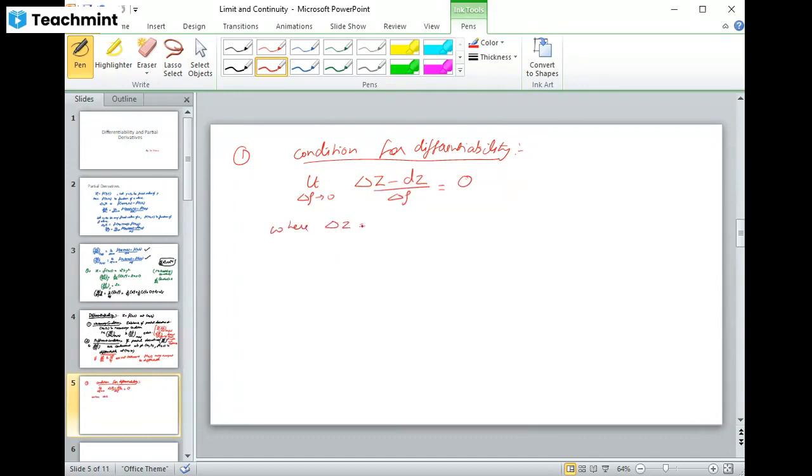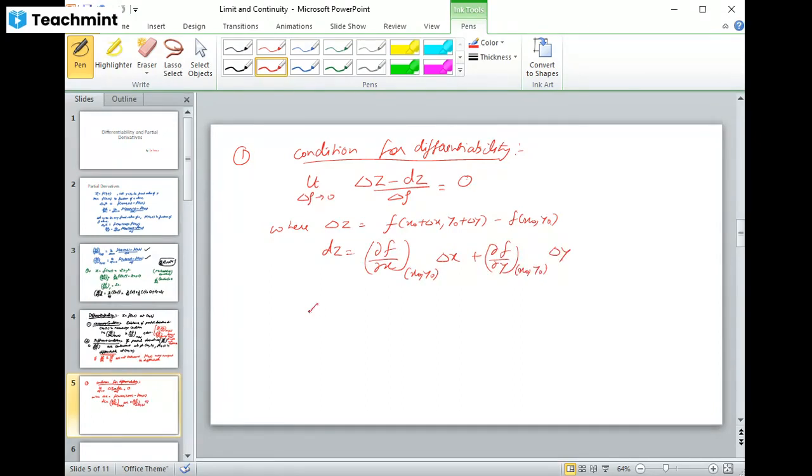delta z is equal to the incremental value of the function at the point x naught, y naught. So basically this is f of x naught plus delta x, y naught plus delta y, minus f of x naught, y naught. And what is dz? Dz is basically the definition of the total derivative, but because here we have applied a limit, we are considering its value in the incremental form. Then it is ∂f/∂x at the point x naught, y naught times delta x plus ∂f/∂y at the point x naught, y naught times delta y.